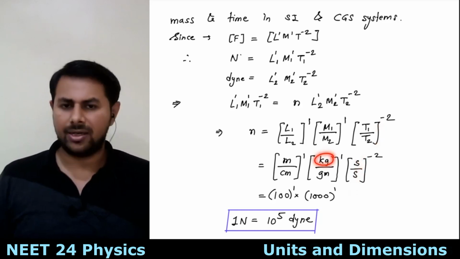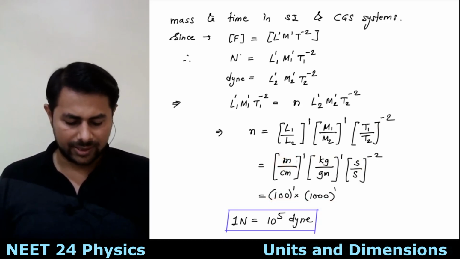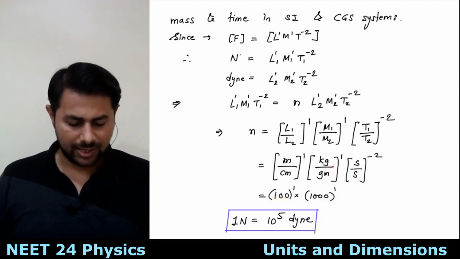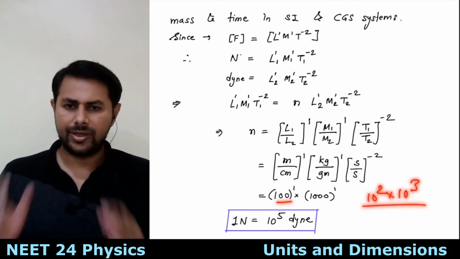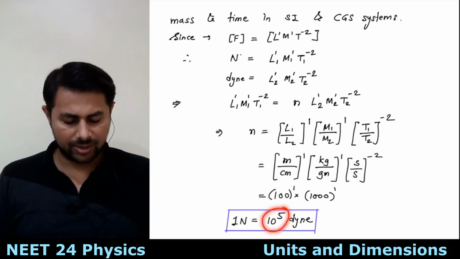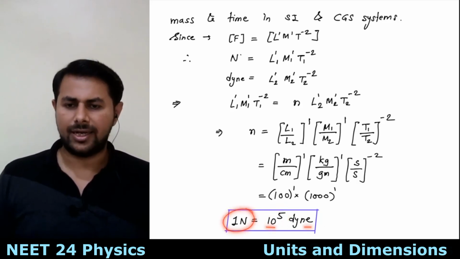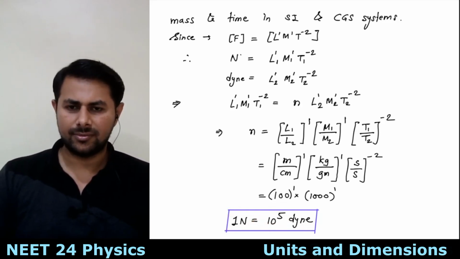Then 1 kg is how many grams? It's 1000 grams. 1 meter is how many centimeters? It's 100 centimeters. So you put that. Then centimeter will get cancelled out, right? Here the gram will get cancelled out, and you will get 100 raised to 1, 1000 raised to 1, and then if you multiply it out, it is 10 raised to 2 multiplied by 10 raised to 3. So it is 10 raised to 2 plus 3, which means 10 raised to 5, right? So 1 Newton is 10 raised to 5 dyne. This thing is clear, everyone?